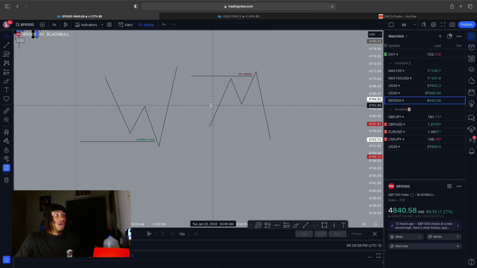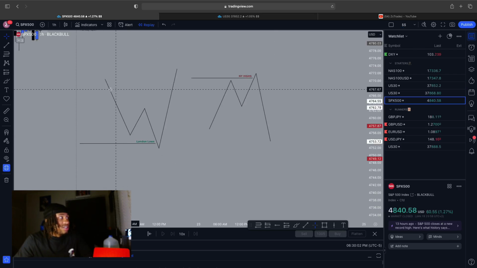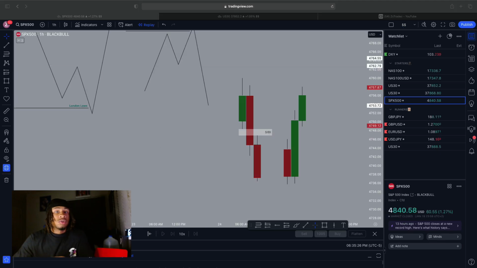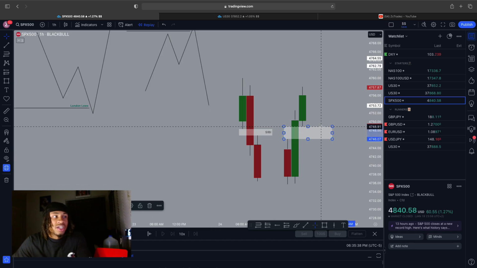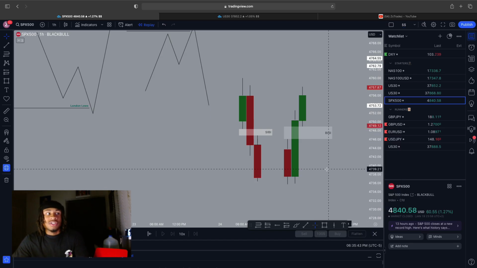So check this out, right? A market structure shift. Now, imagine that this right here is a fair value gap. If you don't know what a fair value gap is, okay, cool. So now this is a fair value gap. This is what I have marked up as a SIBI, sell side imbalance, buy side inefficiency. This is what I like to call them because it's actually just a more technical term for it. So this right here is what we call a BISI, a buy side imbalance, sell side inefficiency.